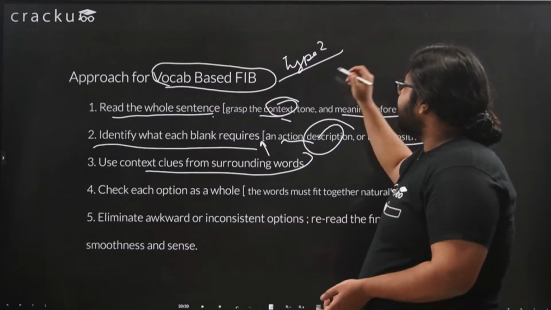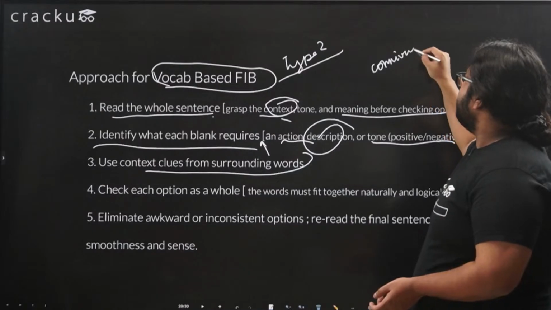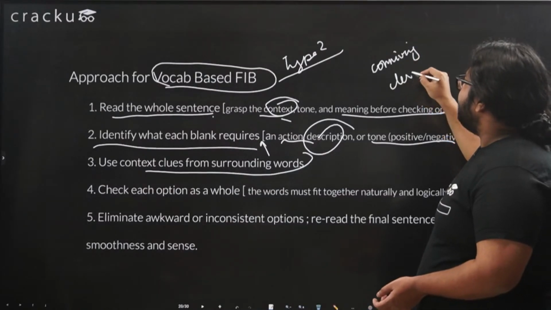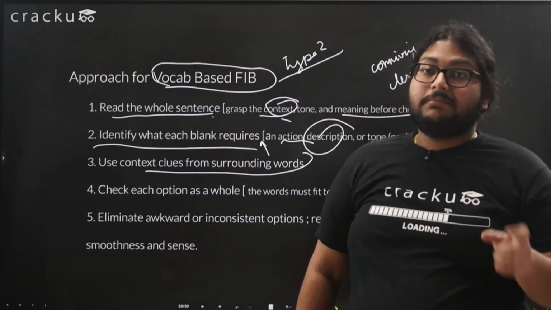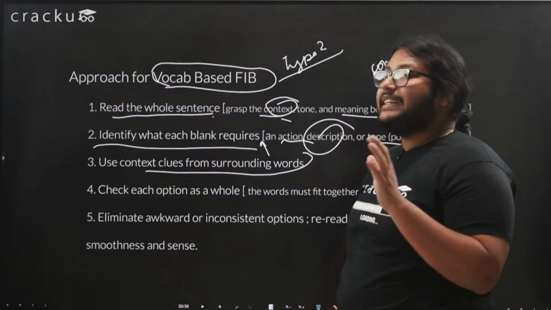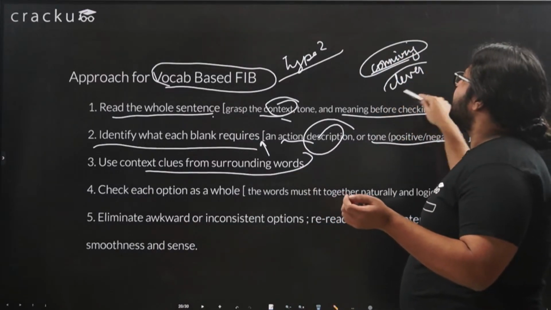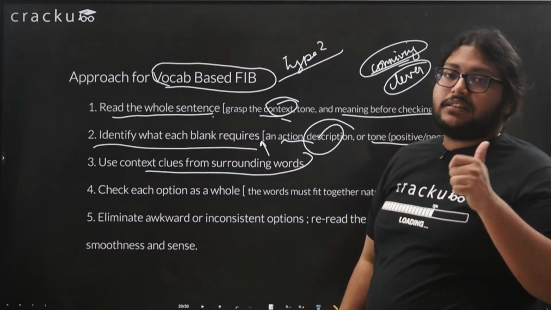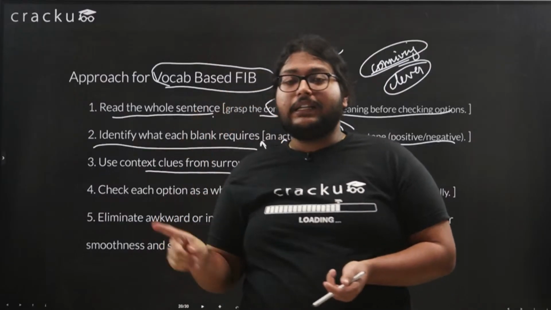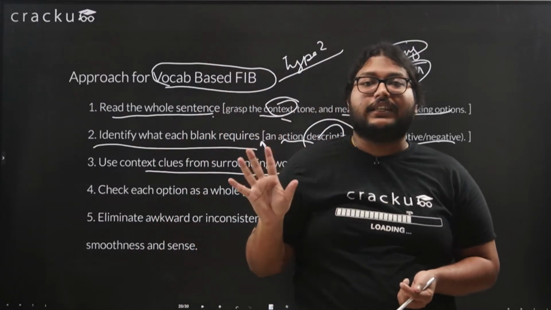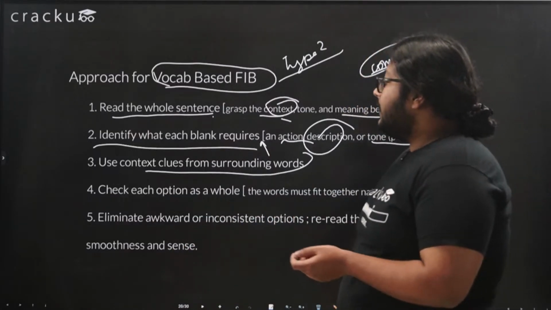Next, use context clues from surrounding words to identify what each blank requires. If the word needed is an action, or a description of something, identify the tone, whether it is talking about something in a positive manner or a negative manner. Let's say there is a sentence and one of the choices is conniving, the other is clever. Both of them somewhat mean the same thing, but based on context, if it's a negative context, we'll use conniving. If it's a positive context, we'll use clever. So context is very important, because two words can mean the same thing but are used in different contexts. So we need to understand the tone as well, whether it's positive or negative.